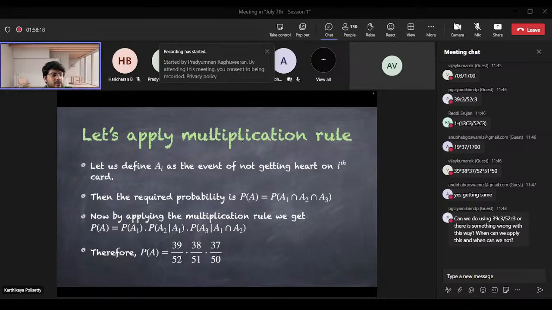Yeah, you can use 39C3 upon 52C3. No, it's correct. So basically when you simplify it and write each term, you can split it into terms, and you'll get the same thing.